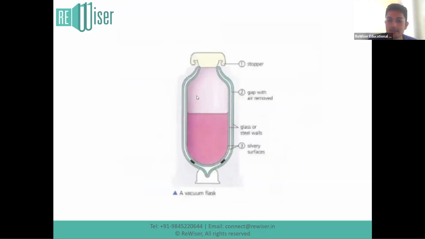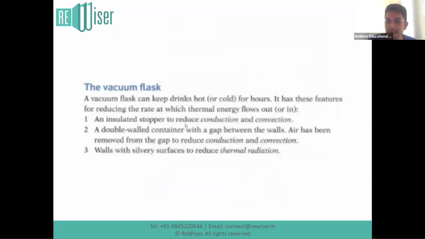Now, here's the construction of a vacuum flask. A vacuum flask consists of three noted components: a stopper, a gap, which is usually with air removed, glass or steel walls, and silvery surfaces. So all of these have a specific purpose. Let's explore what each one is. An insulated stopper will reduce the amount of conduction and convection, or it will reduce the amount of energy that is transferred to the surrounding environment.